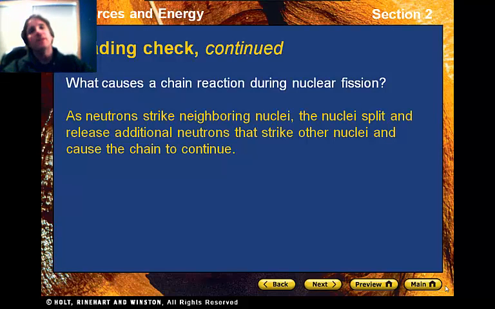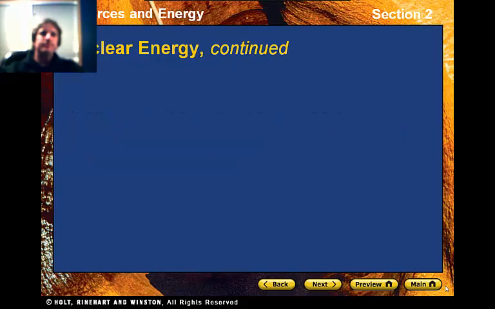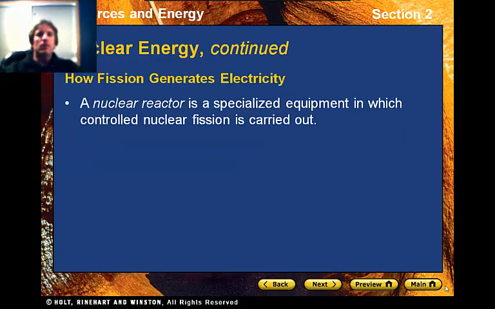As neutrons strike neighboring nuclei, the nuclei split, release additional neutrons that strike others, and you cause that chain reaction. Now, here's how it works. A nuclear reactor is equipment made to control that nuclear fission, so when those reactions happen, it's under a controlled environment, so it doesn't explode. If we have a meltdown, that's when things get out of hand.